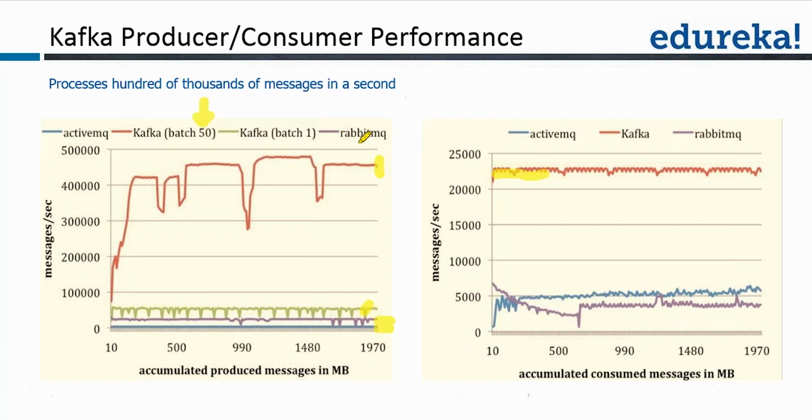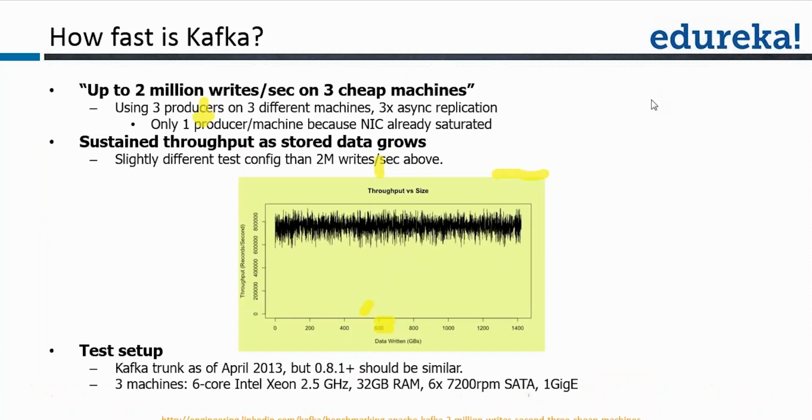You are able to put in 500,000 messages per second but consume only 25,000 messages per second. This totally depends on the way you are consuming the messages. The messages have to come from disk, which is still better than other messaging engines. How fast is Kafka? We have seen this from Kafka.